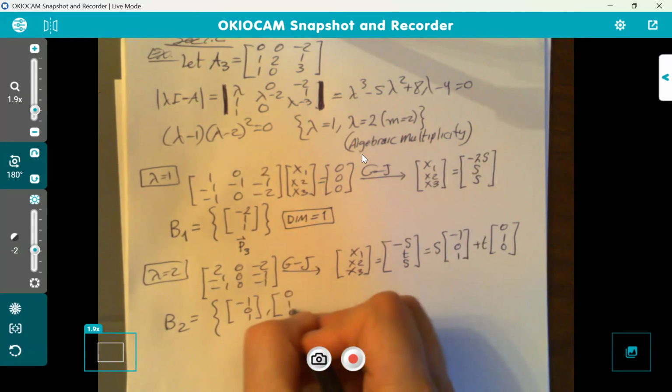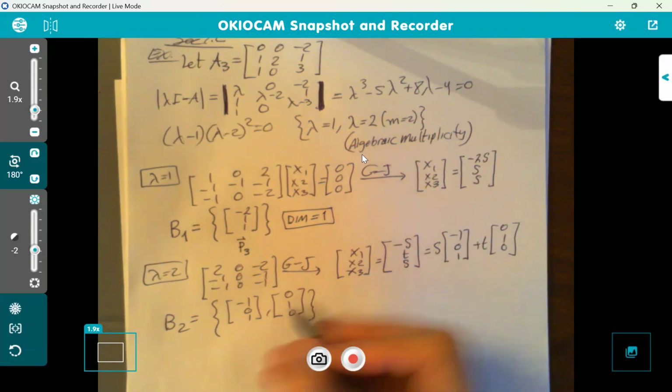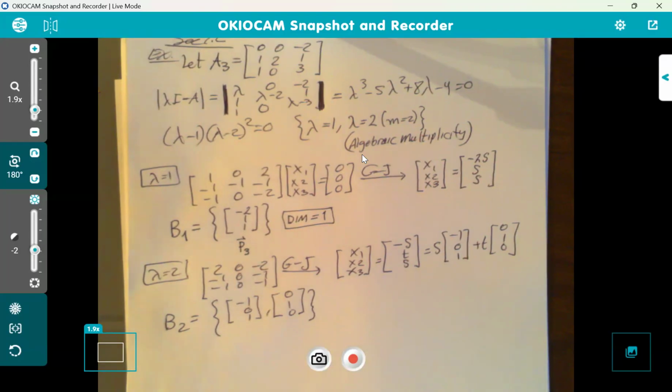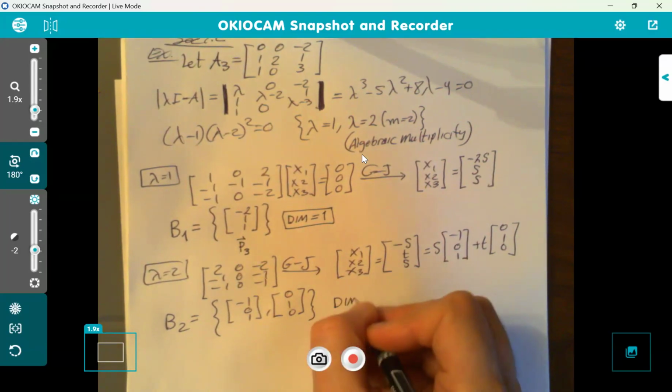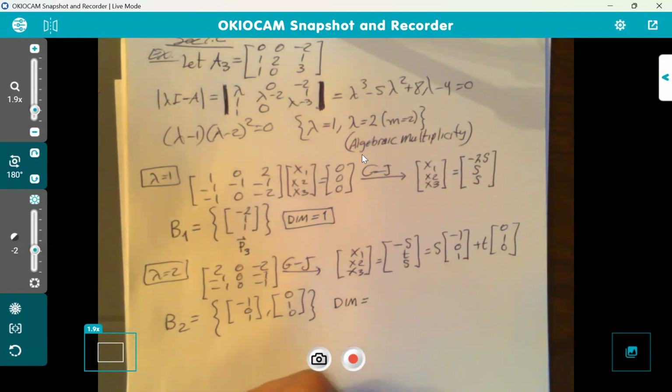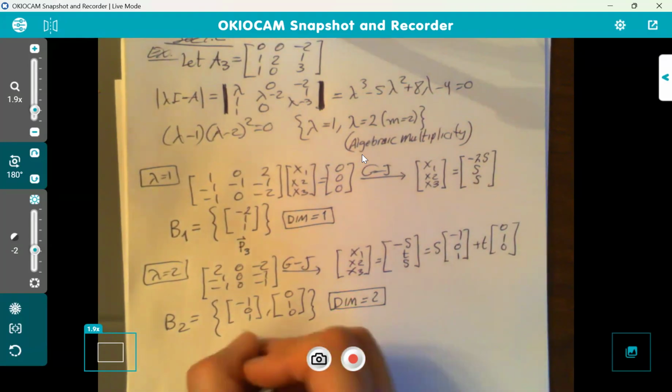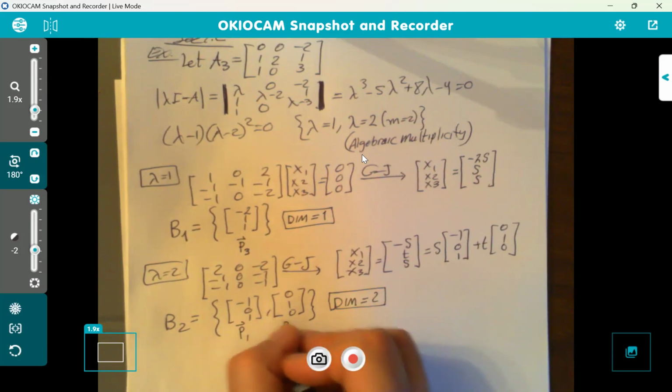and 0, 1, 0. The dimension of this set, because there are 2 eigenvectors in this set, is 2. Label the first column vector as P1, the second one as P2.